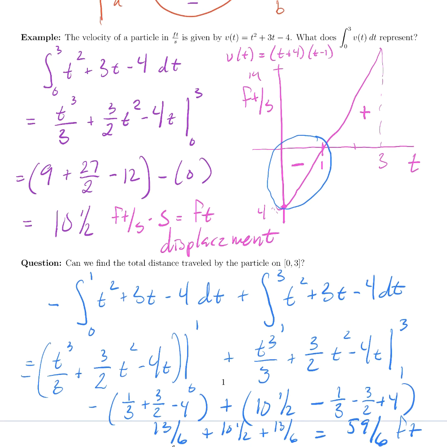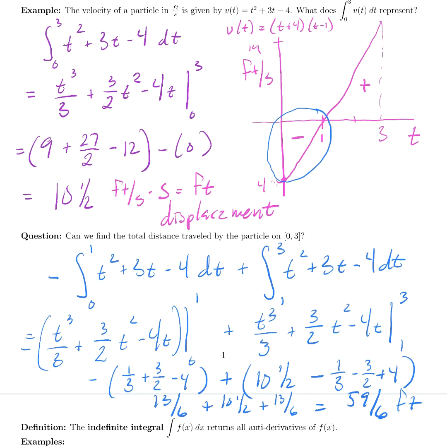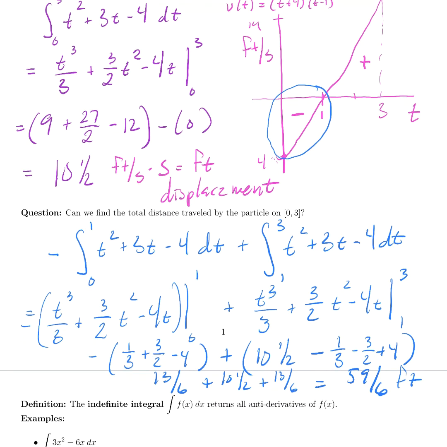That distance is treated as negative, so we would have to figure out where our curve crosses the x-axis. In this case was at 1. We can break it up into 2 integrals then, and those 2 integrals, when we multiply the one that's negative by a negative sign, gives us the total distance traveled of our particle.